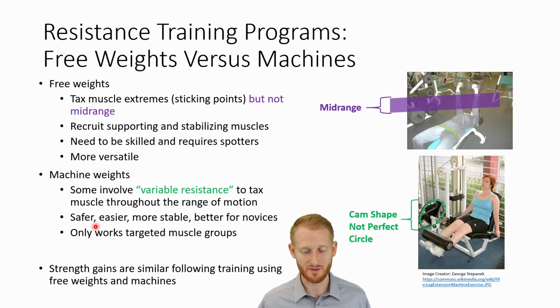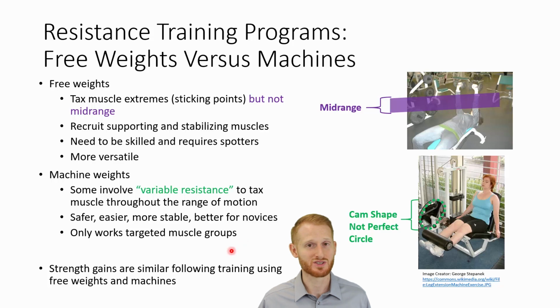Machine weights are often safer, easier, and more stable. So again, they're better for novices and beginners, because the weight is in its track. It's only going to move in one way. It's not going to fall one way or another the way a free weight can accidentally fall or be let go of. So it's just safer, and it keeps your form the way it should, which is good for people who don't quite have that skill yet.